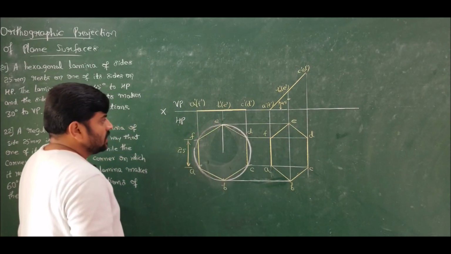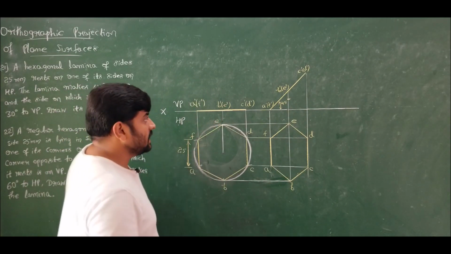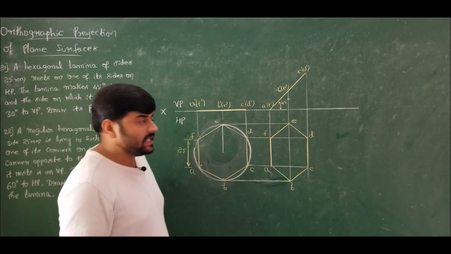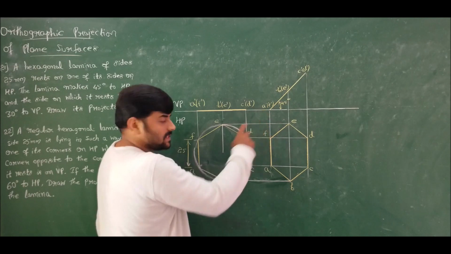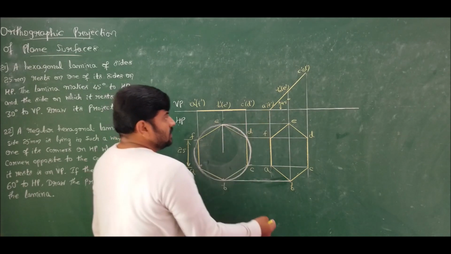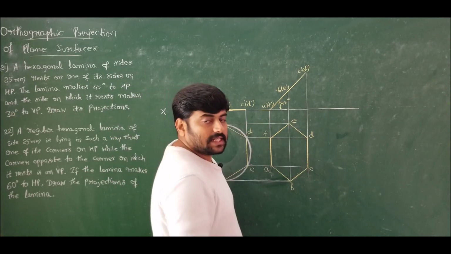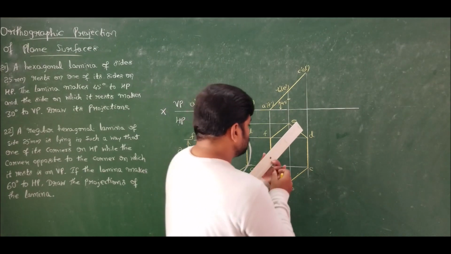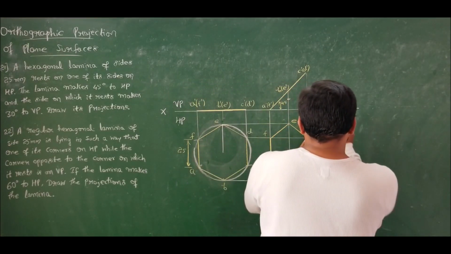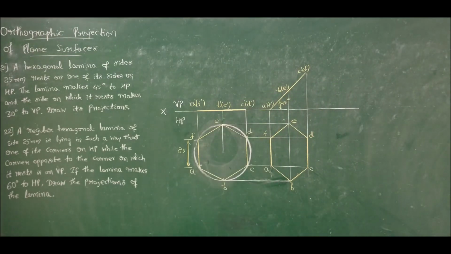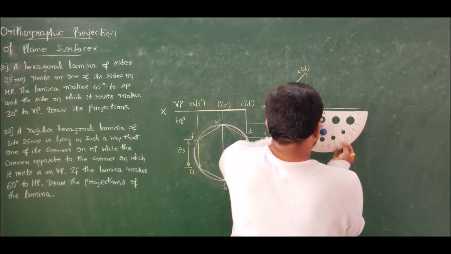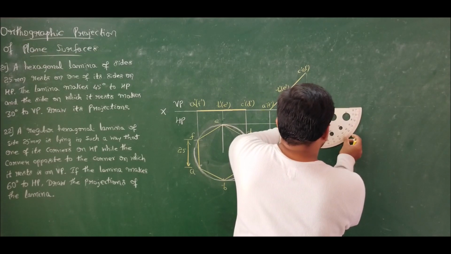Now he says that the side on which it rests is inclined to the vertical plane at an angle of 30 degrees. It is resting on side AF, which can be seen here. The lamina is resting on the side AF. So AF should be inclined at an angle of 30 degrees to VP. So draw a reference line at an angle of 30 degrees.